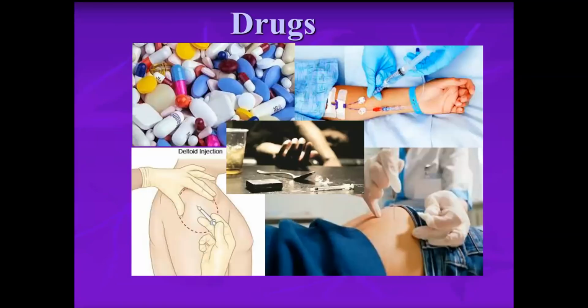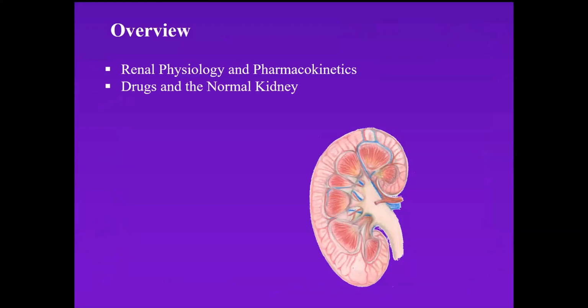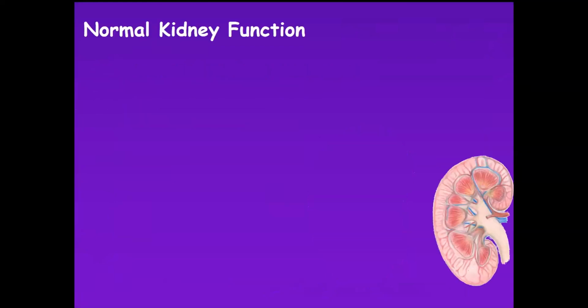Obviously, a multitude of drugs, different forms, different ways of administering it. I'm sure you've spoken to patients and they always tell you that they take a blue, orange, yellow, or square or round pill. Drugs are administered intravenously, intramuscularly, and orally. So, as an overview, we're looking at the renal physiology and pharmacokinetics, the drugs in the normal kidney, drugs toxic to the kidney, prescribing in kidney disease, and looking at normal kidney function.